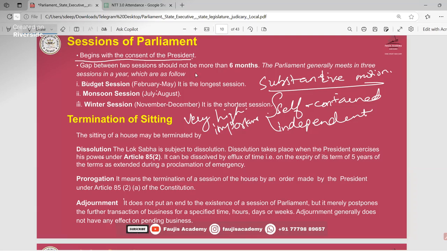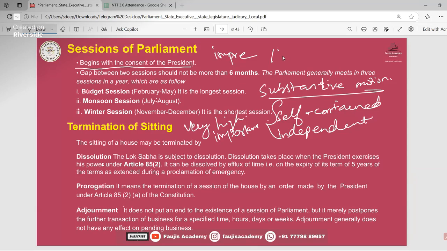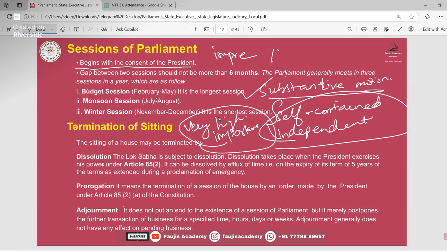For example, impeachment of the president, removal of the governor, removal of the chief election commissioner, removal of a Supreme Court judge or High Court judge. These are of higher importance, so they have their self-contained independence. Impeachment of the president doesn't require any separate law to be passed for it to be accepted. That is what a substantive motion is.